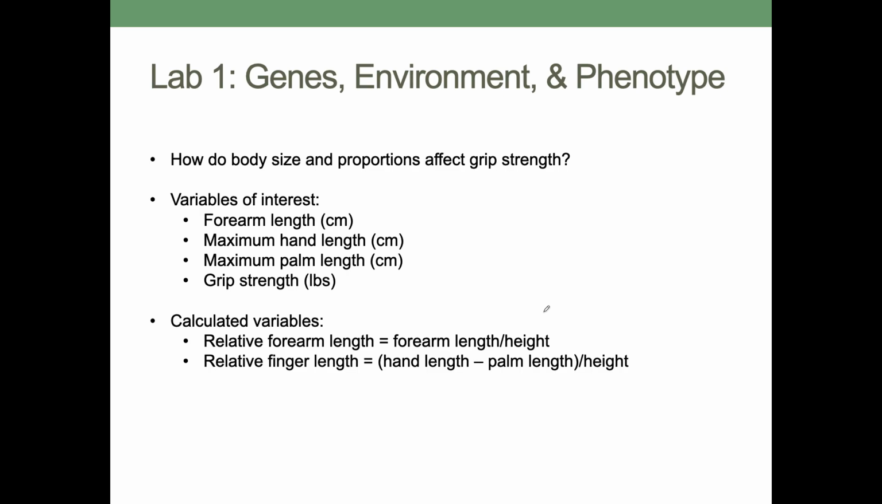Now, individuals of the same height may differ in forearm length naturally. Some individuals have arms that are a little bit longer. Some individuals have arms that are a little bit shorter. So we can standardize forearm length by individual height, so that the thing we're looking at is not the effect of how tall they are necessarily, but the length of their forearm. We can then look at relative finger length as your overall maximum hand length minus palm length, standardized by height, divided by height.